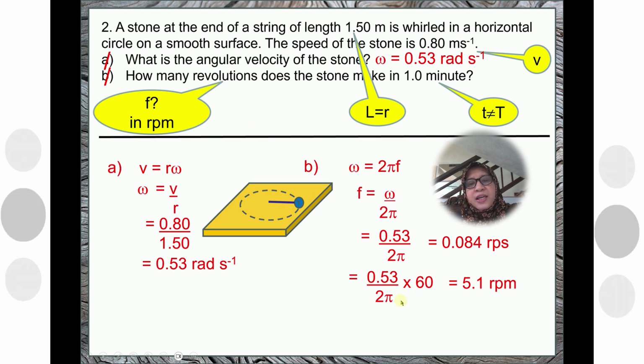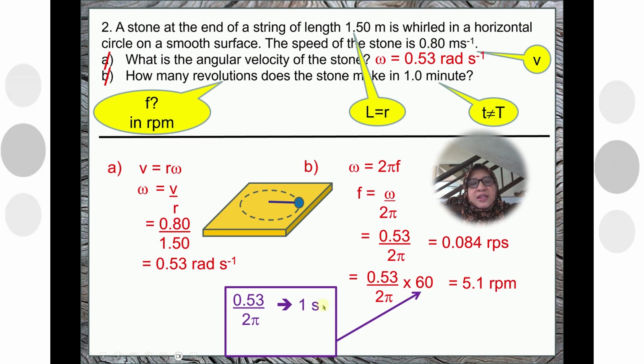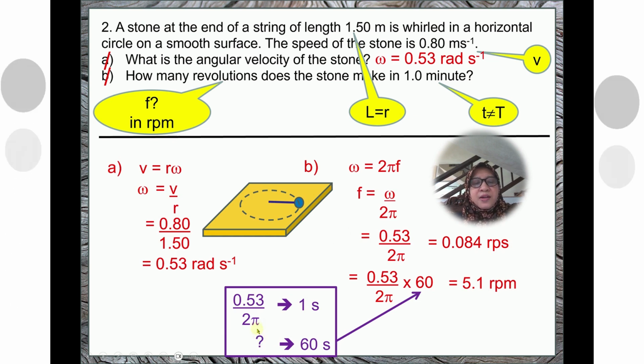Okay, so if in the exam you forgot whether to multiply by 60 or divide by 60, you can use the ratio method here. So 0.53 over 2 pi means the frequency for 1 second. RPS means in 1 second. This is what we calculated just now. So if in 60 seconds, 1 minute is 60 seconds, how many revolutions? Okay, so we can use ratio here. That means we need to cross multiply.